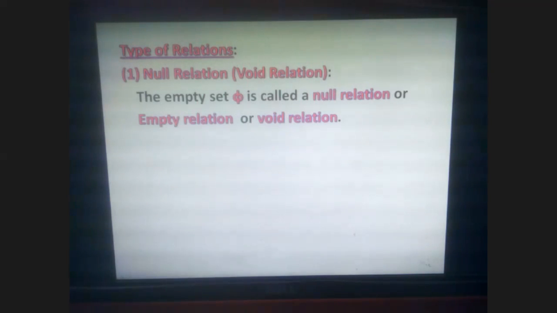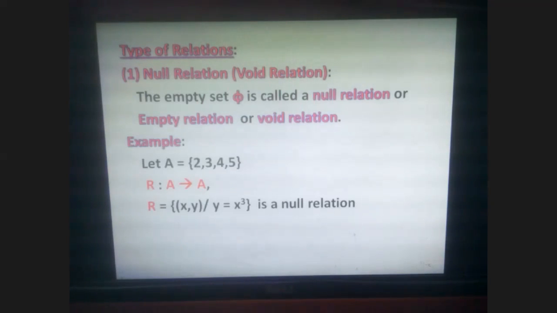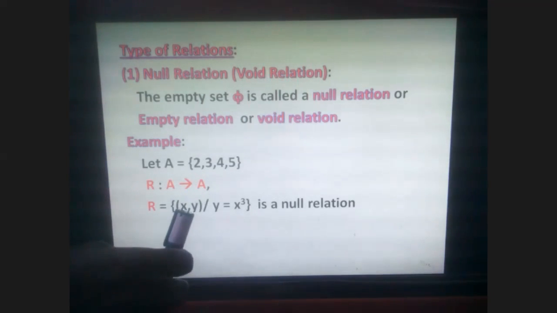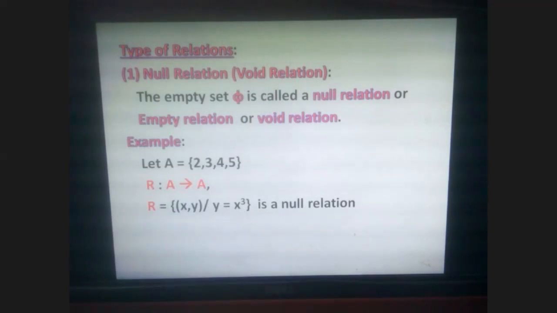Of course, a relation is a subset of A cross B or A cross A. A subset can have no element also. For example, let A be equal to {2, 3, 4, 5}. I define a relation R from A to A, R equal to the set of (X, Y) such that Y equal to X cube. This is a null relation because there is no element.